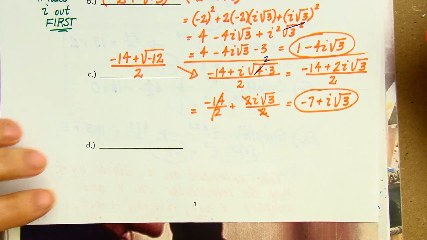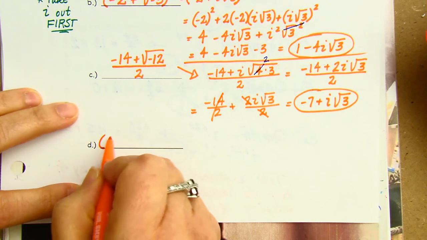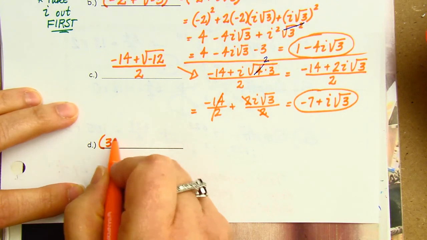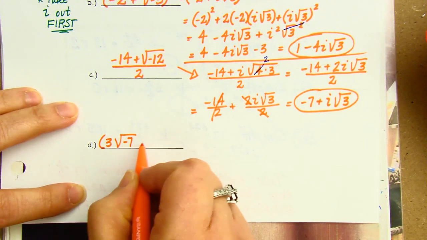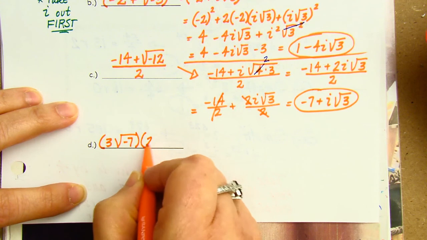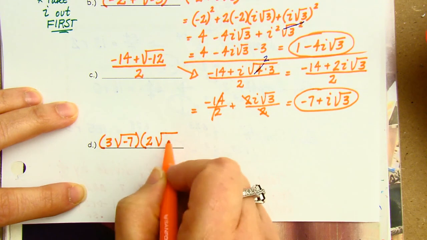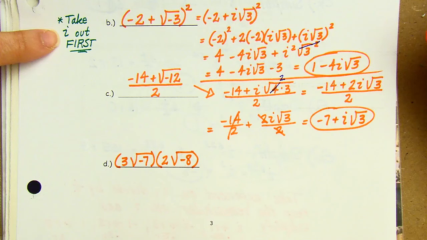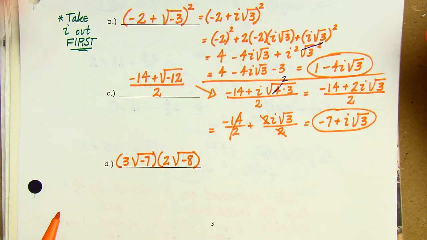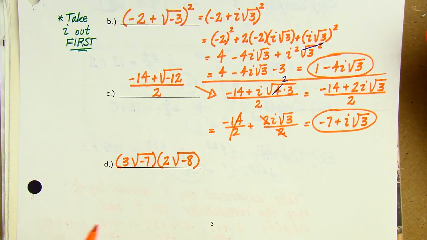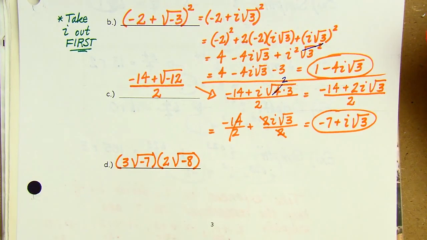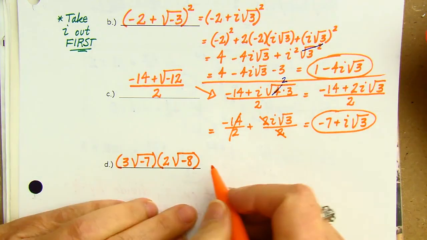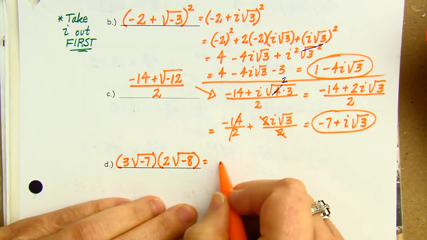Okay? One more, straight across multiplication, but we're going to group it. 3 times the square root of negative 7. Multiply that with 2 times the square root of negative 8. Remember what I said. Take I out first. Poke out the I's. If you don't, you're going to do negative times negative is positive, and you're going to lose that whole I. Okay? Don't do that. Take the I out first.